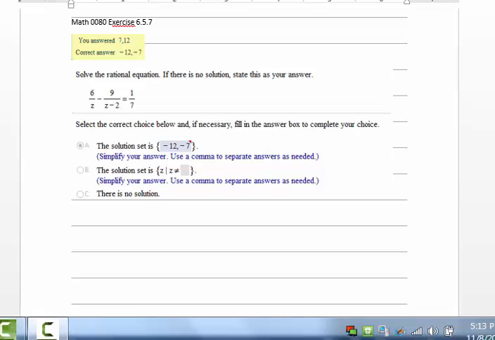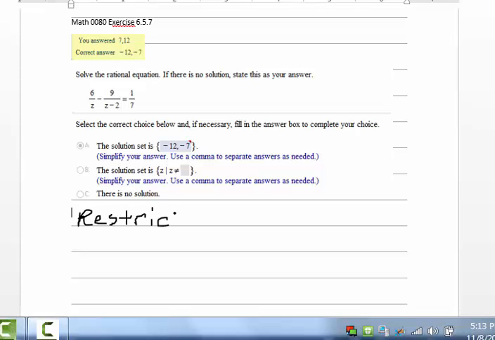Let's take a look at solving exercise 6.5.7. Here we want to solve the rational equation if there is a solution, and if there isn't, we want to say that as our answer. 6 over z minus 9 over z minus 2 equals 1 over 7.